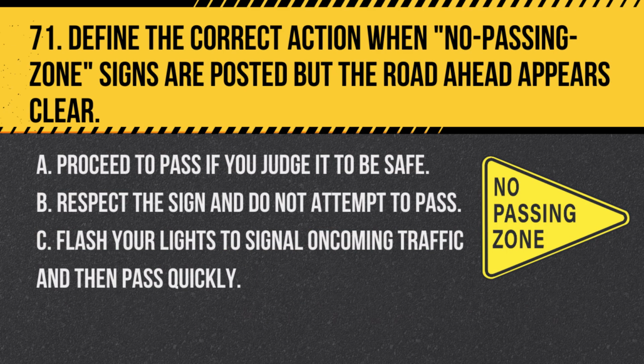Question 71. Define the correct action when no passing zone signs are posted, but the road ahead appears clear. A. Proceed to pass if you judge it to be safe. B. Respect the sign and do not attempt to pass. C. Flash your lights to signal oncoming traffic and then pass quickly. Answer. B. Respect the sign and do not attempt to pass. No passing zone signs are placed for safety reasons that might not be apparent.